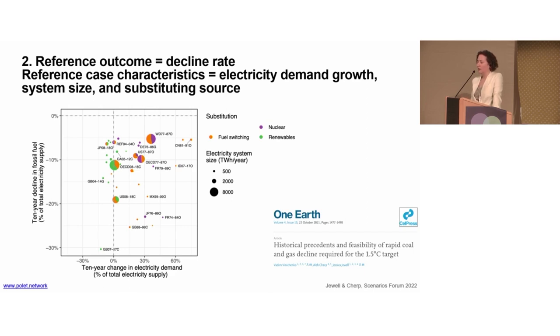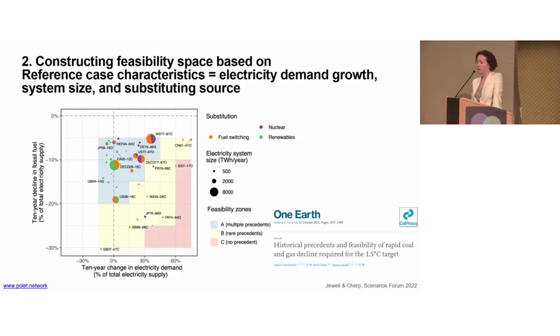We also look at reference case characteristics of electricity demand growth, the system size, so we find higher rates are possible in smaller systems, and we also look at the substituting source. And this allows us to build a feasibility space where there are multiple precedents present and diverse types of episodes, where there are rarer precedents and only smaller systems, and the feasibility frontier beyond which there are no precedents.